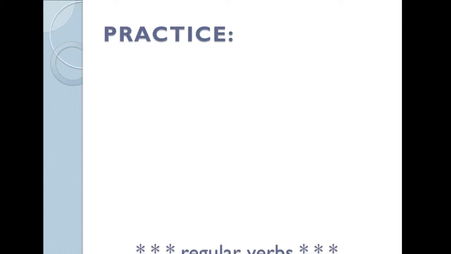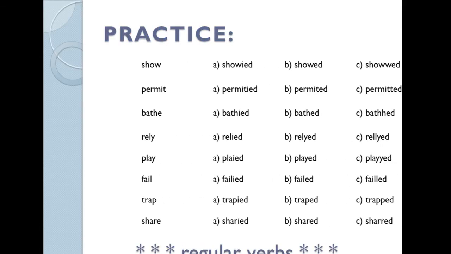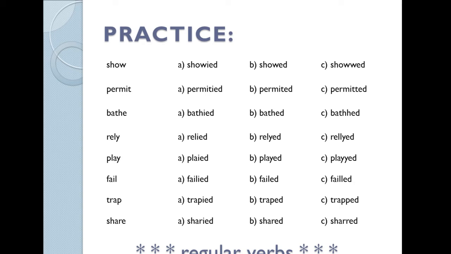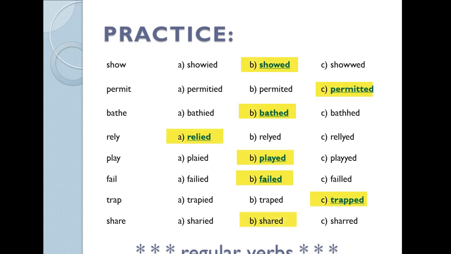Did you get it all? Well, let's practice. Here's a list of verbs. Pause this video and choose the correct form of the simple past for each of the verbs. Ready? Here's the answers. Did you get them all correct? Good job. If not, go back and review the rules.